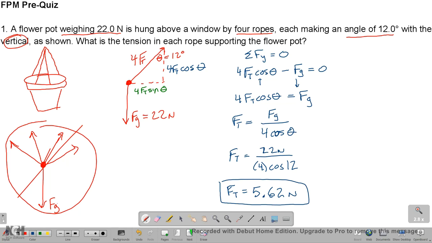Now, if you had not included the 4 over here on these things, if the 4 wasn't there, you would basically just be solving for the total tension of the 4 ropes combined, and then you would need to divide it by 4 at the end. Let's move on to the next problem.